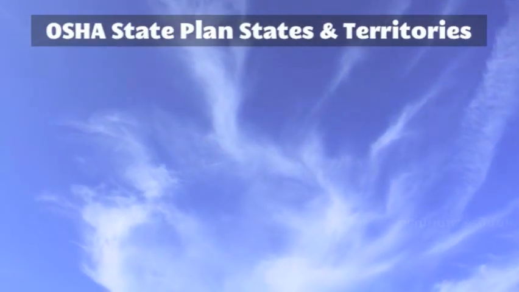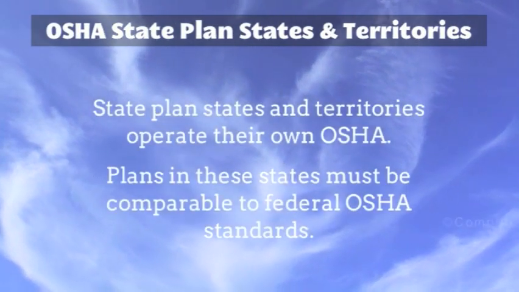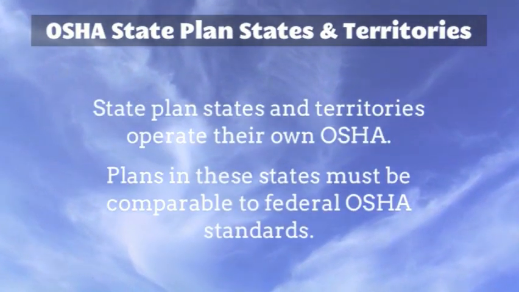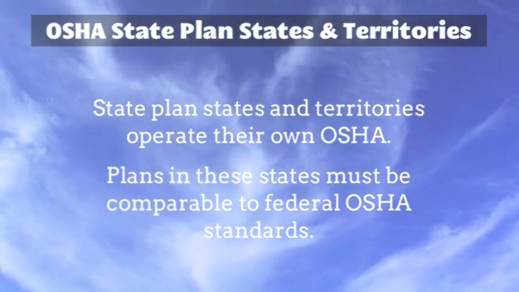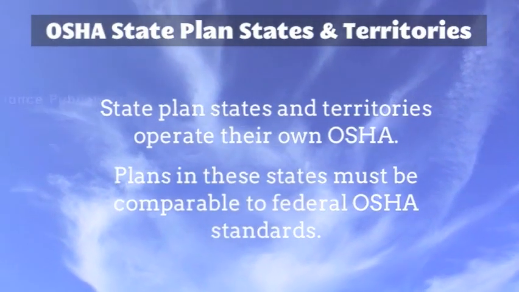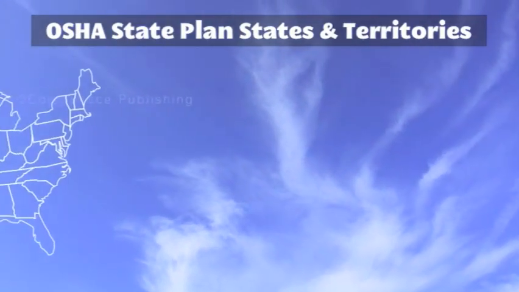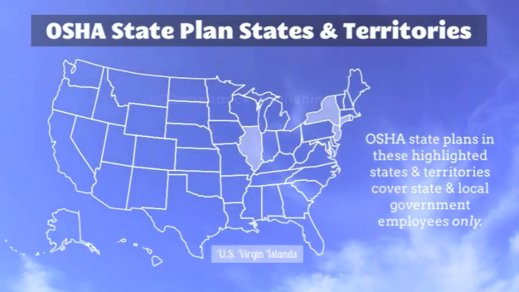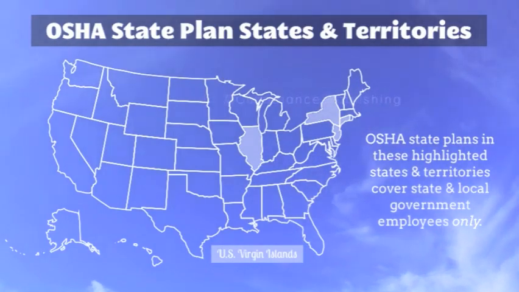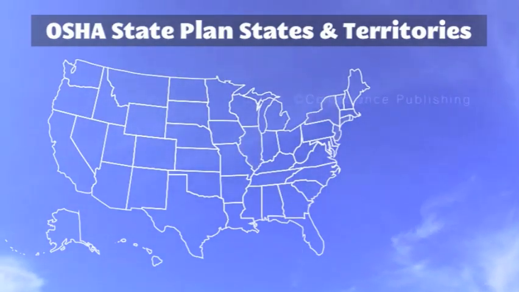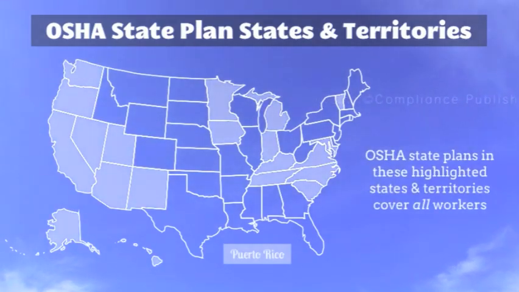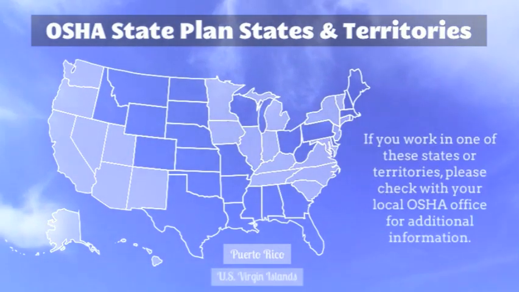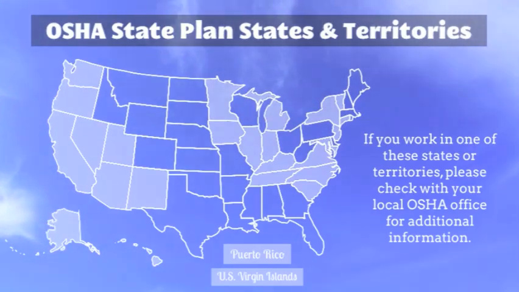OSHA state plan states and territories. There are state plan states and territories operating their own OSHA. Plans in these states must be comparable to federal OSHA standards. OSHA state plans in these highlighted states and territories cover state and local government employees only. In the following highlighted states, all workers are covered. If you work in one of these states or territories, please check with your local OSHA office for additional information.